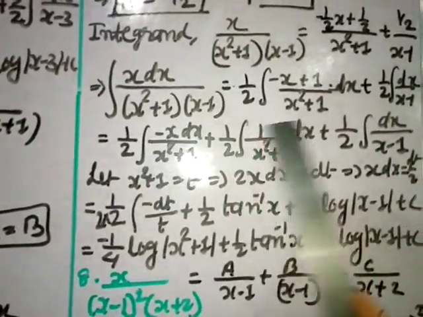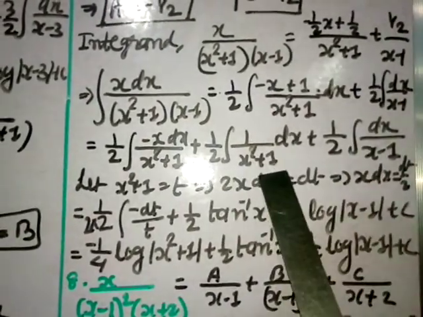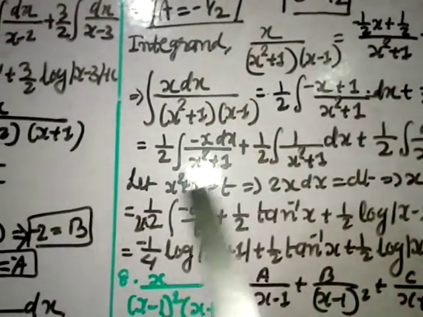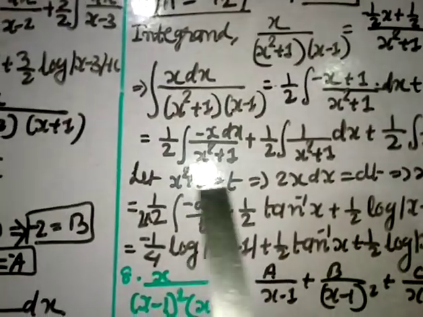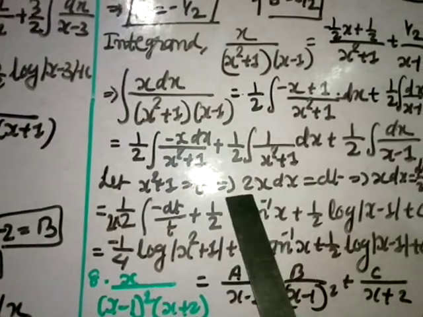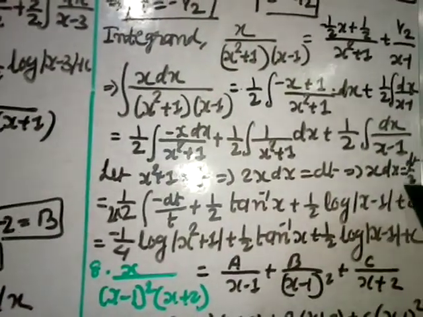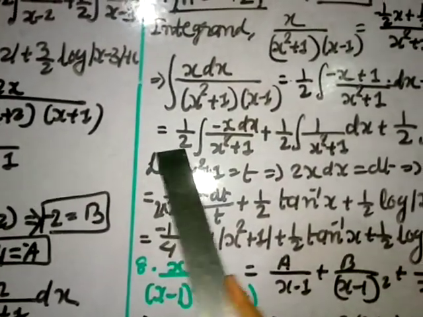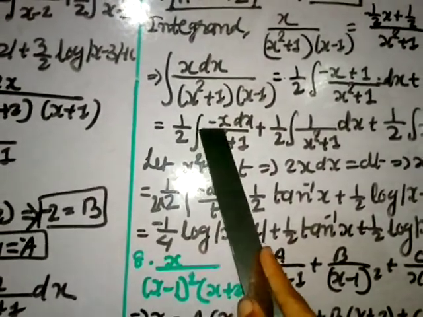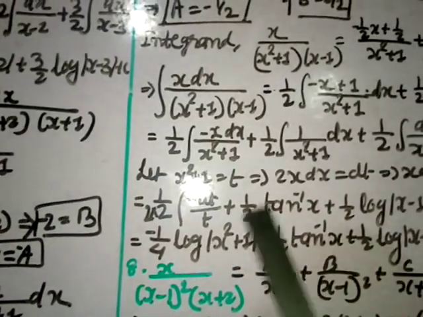Okay, this is also a standard result. This one is log, and this is tan inverse, but this you have to solve using the substitution method. So I'll take the denominator as t and differentiate: 2x dx equals dt, so x dx becomes dt by 2. I put the 1 by 2 here, and x dx is dt by 2, with the minus as it is, and this is t.